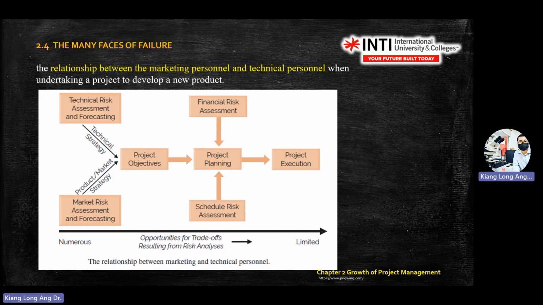So these two departments will join and then go into deciding the project objective. Once the project objective is reached, they'll go into the planning phase. For the planning phase, they need two inputs: financial risk assessment and schedule risk assessment. They put those in here, and then they will execute the project. So this is a phase diagram of the relationship between marketing and technical personnel.